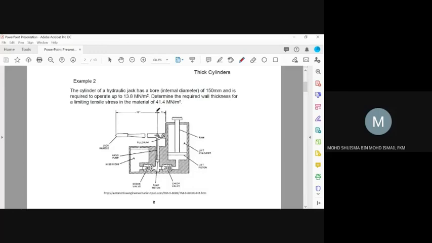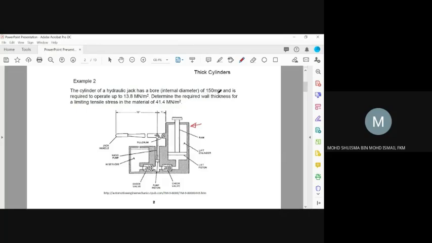Okay, we'll continue the lecture on thick cylinder. We have another example here. This is a cylinder from a hydraulic jack. Okay, so we are talking about this part here. That's the cylinder for the hydraulic jack.